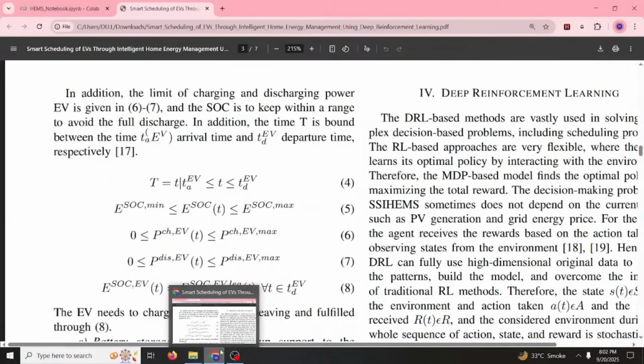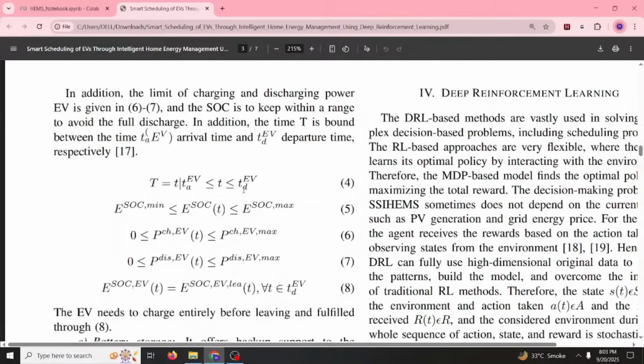So we define some constraints for charging the EV here. I will show you the equations, and I will show you the codes related to these equations. Here we have these constraints of time, that at a time we can only charge or discharge the battery. I mean, either we will charge or we will discharge. We cannot charge and discharge at the same time.